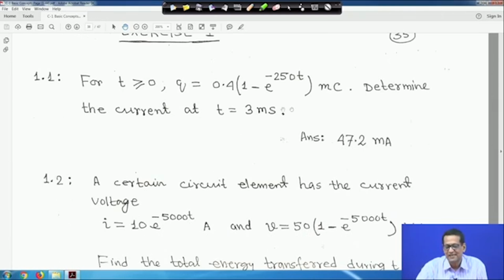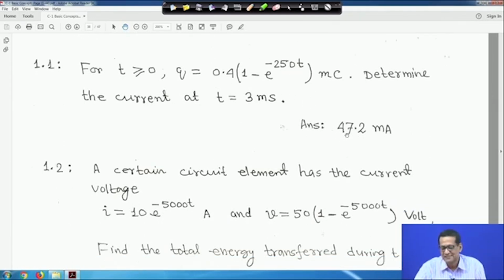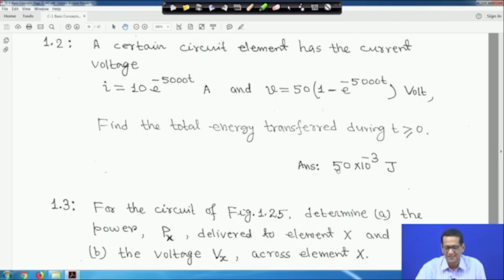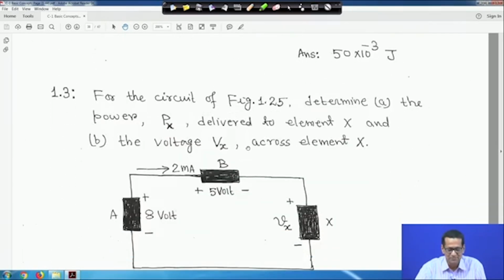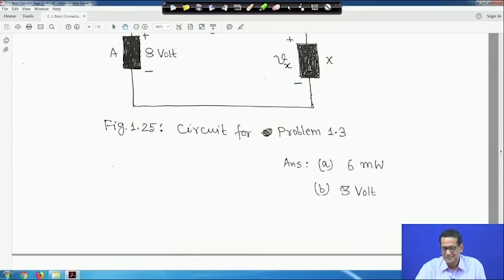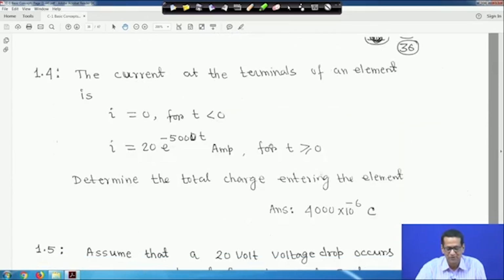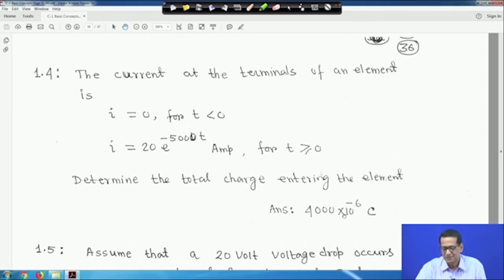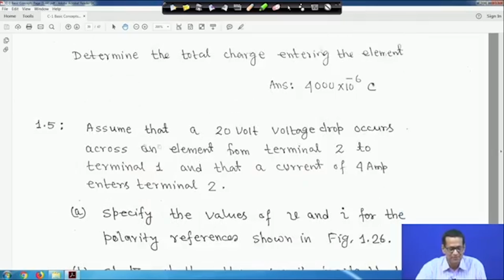Now, these are all exercises. So, exercise 1, answers are given, not reading again. When you watch this video, you can pause and see this problem. Then problem 2, answers are given, I hope all these answers are correct, you will solve it. Now, problem 3. This is also a power absorbed, power supplied problem. All answers are given. And problem 4, the total charge entering the element, answers are also given. So, this is problem 5.